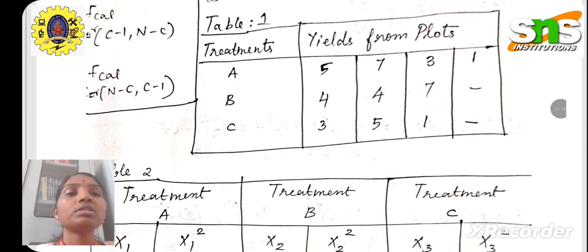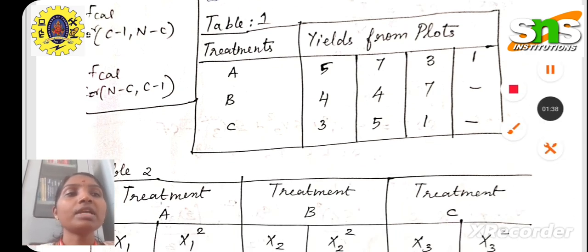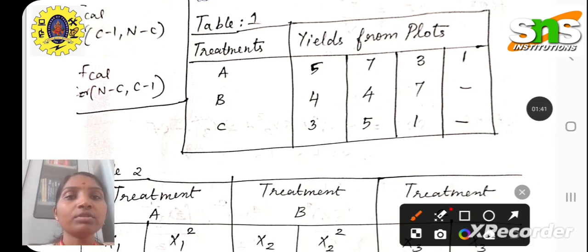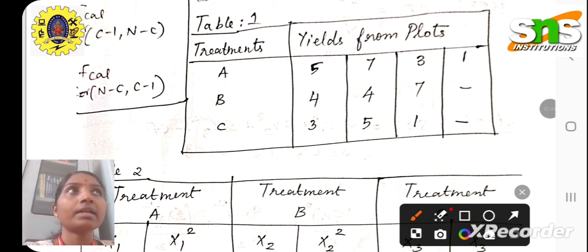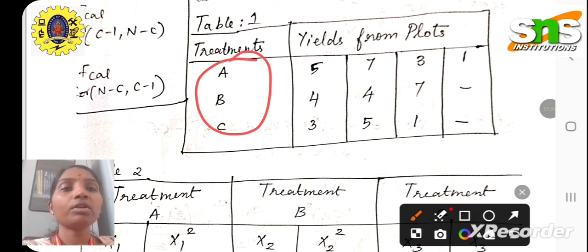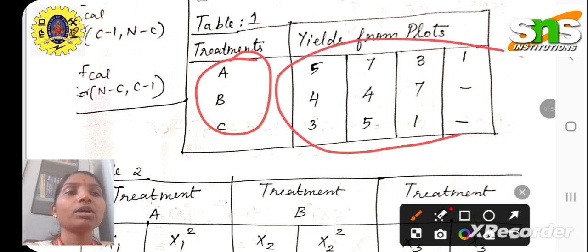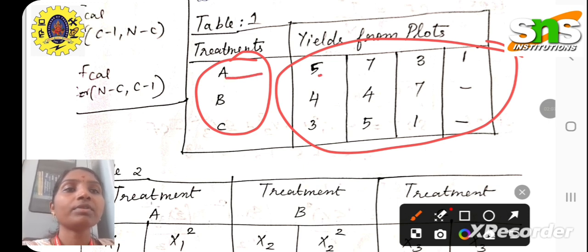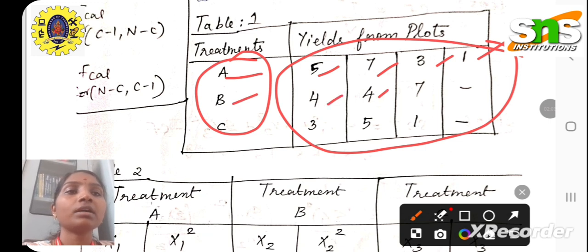Now, moving on to step number 3. Before that, we are in need of a minor calculation for the capital X's, N1 and C1s. So for that, we are splitting up the given data into 2 tables. The first set is according to the treatments. The plots or the yields shown here can be mentioned as table number 1. For A, it is 5, 7, 3 and 1. A treatments have been handled for these plots. And for B treatments it is 4, 4 and 7, and C is for 3, 5 and 1 as per the data given in the question.